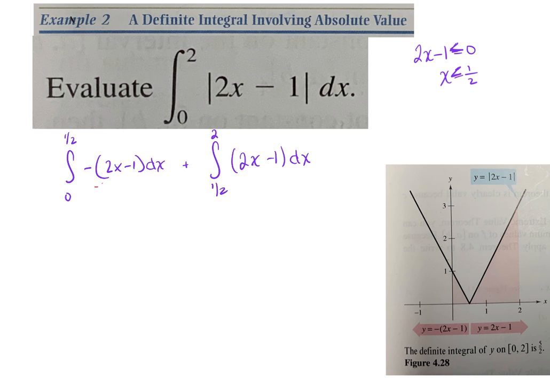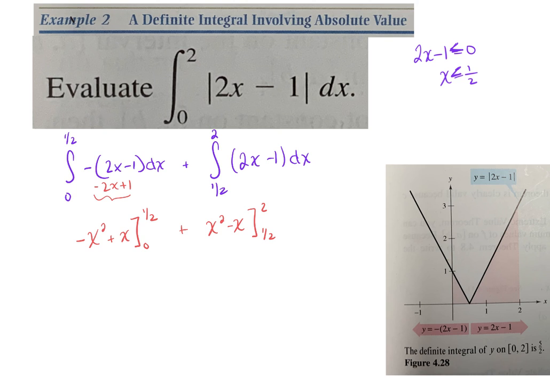I would go ahead and distribute this negative 2x plus 1, and then do my integration. So my new exponent is going to be x to the second power. When I divide by 2, I just get that -1 in front of it. And then I have a plus, 1 just becomes an x, and I'm doing that from 0 to 1/2. And then I'm going to add to it x squared minus x from 1/2 to 2. And I'm just going to do those individually.